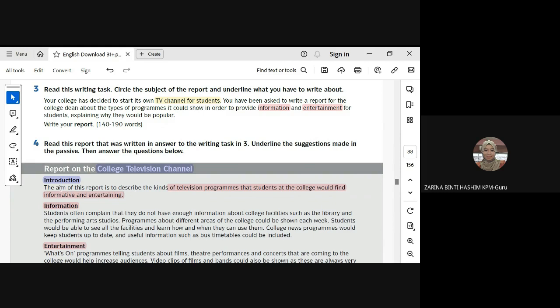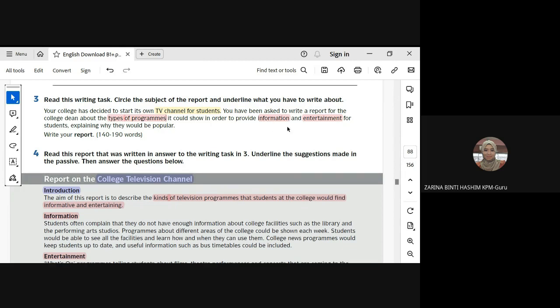So here, the objective or the aim of this report is to describe the kinds of television program. Here they write types, right? So when you write, you put kinds. Types of program. Here they write kinds of program. See, so they do not copy 100% from the question. Television program. Of course, the word program you cannot change. So we have types of program here and here. A student at the college will find informative and entertaining. See, from the question it is information, but when they write the introduction, they change it to informative and entertaining.